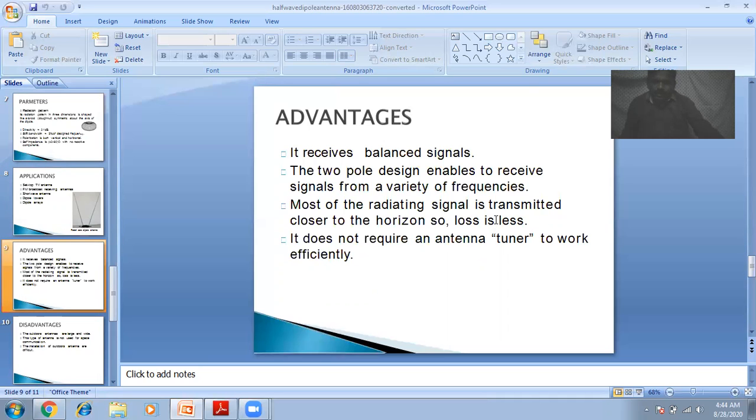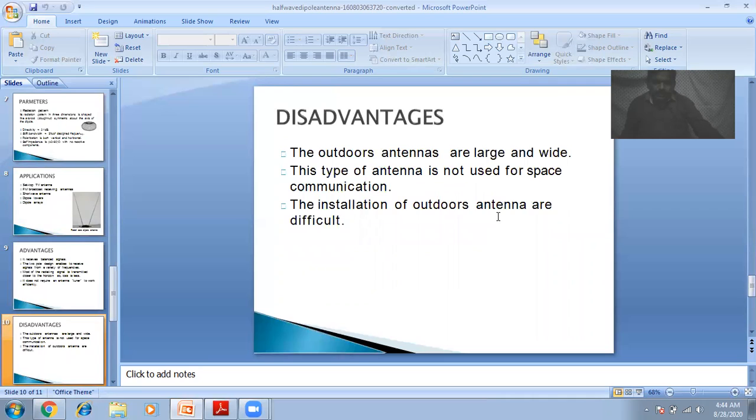Coming to the disadvantage of this antenna, generally it requires a balun, B-A-L-U-N. So what is called a balun? Balanced to unbalanced. Balanced to unbalanced is called balun. So balanced to unbalanced conversion is needed here.